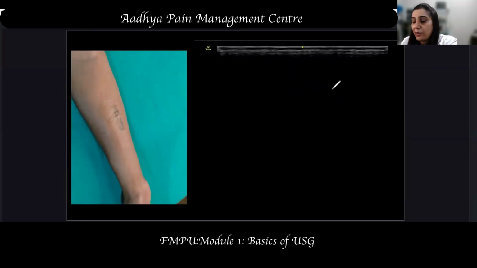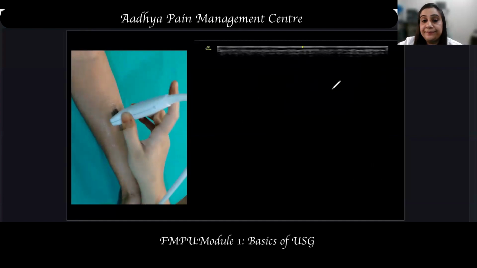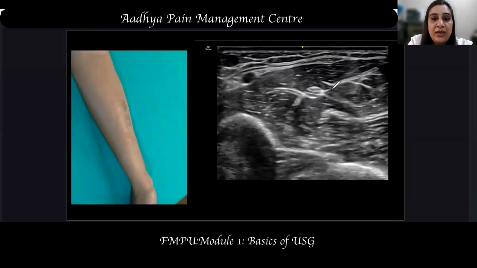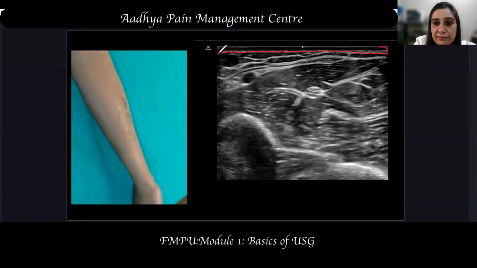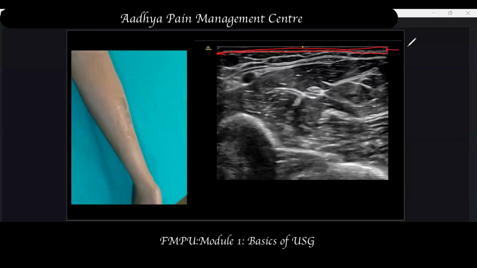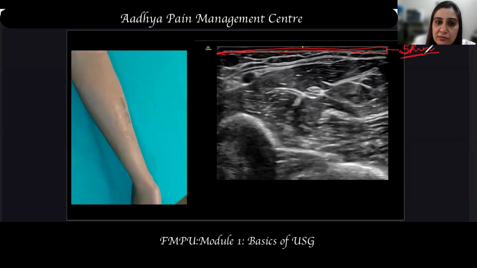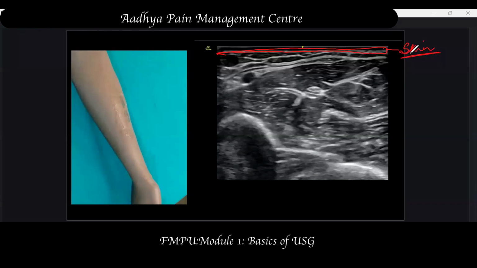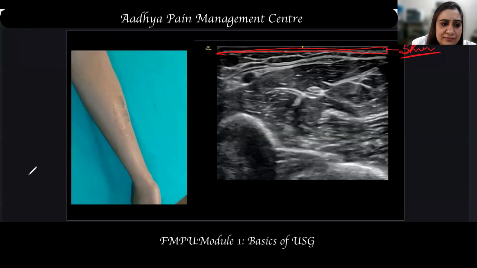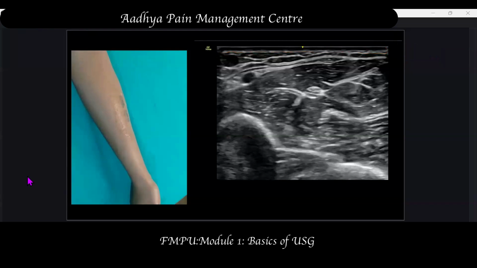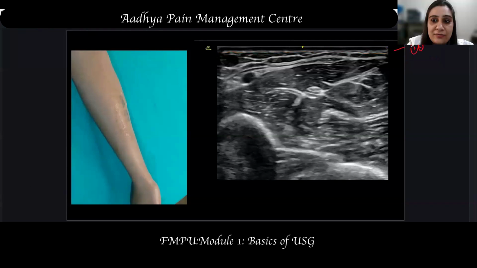Now, let us quickly go through the structures. So we learned that we are having the topmost layer, which is this layer. So what layer will the topmost layer be? Skin. What is the echotexture of the skin? Hyperechoic. Why is it hyperechoic? Subcutaneous, yes, it has all the connective tissue.